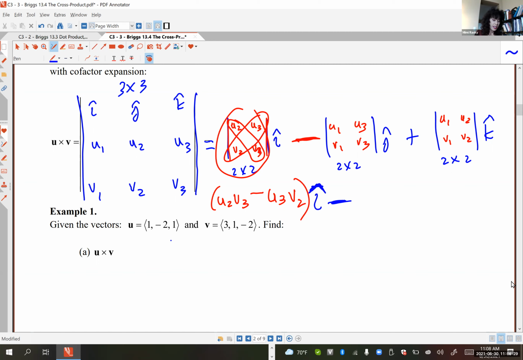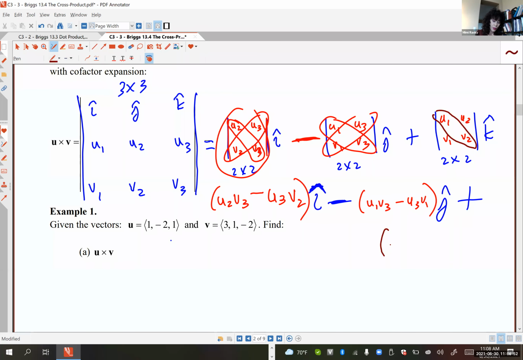Minus, and now you're going to do the next 2 by 2 determinant. Oh my goodness. So you're going to go that guy minus that guy. So you're going to go U1 V3 minus U3 V1. Yep. Going to be some weird scalar. And multiply that guy with the standard unit vector j. Plus, I'm running out of room here. You're going to do the last 2 by 2 determinant.